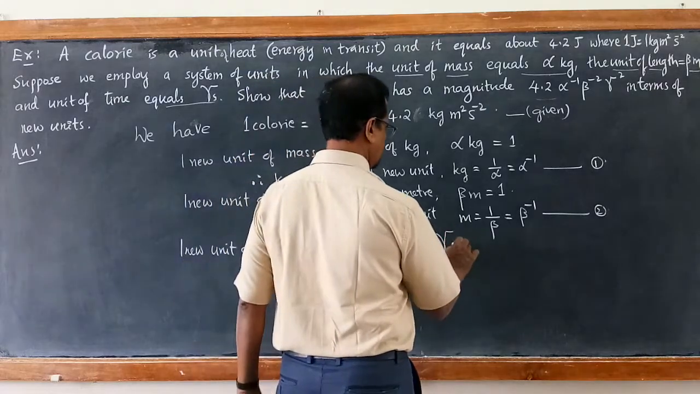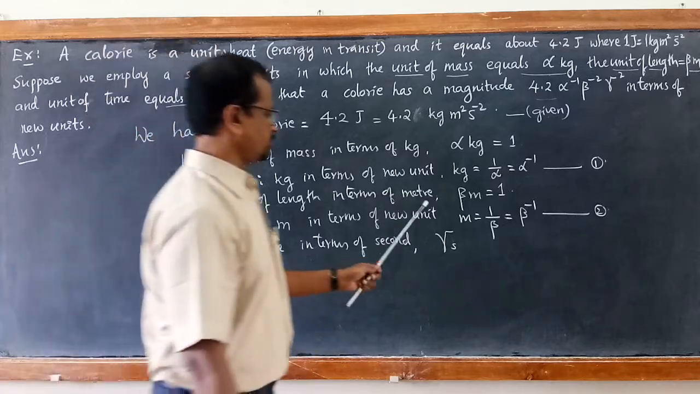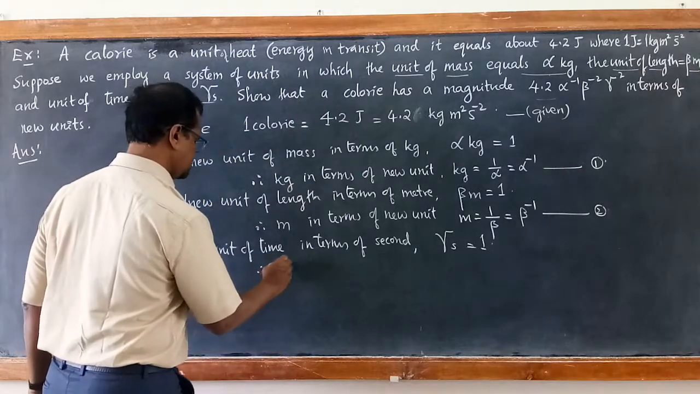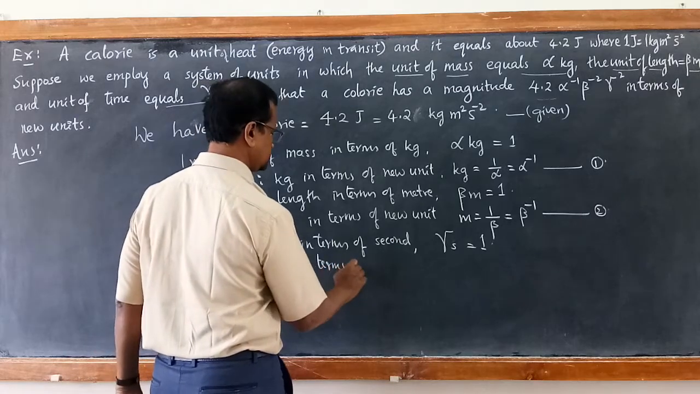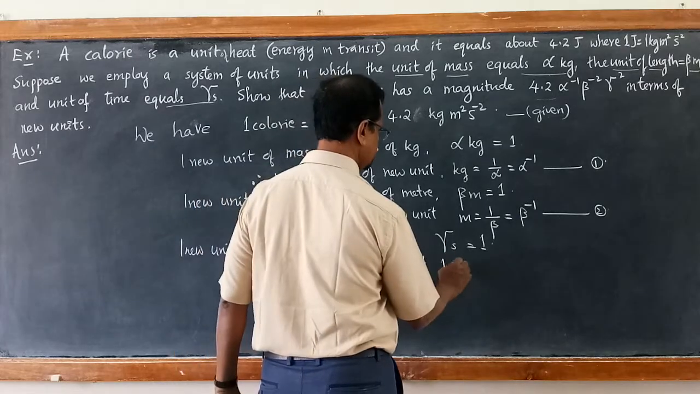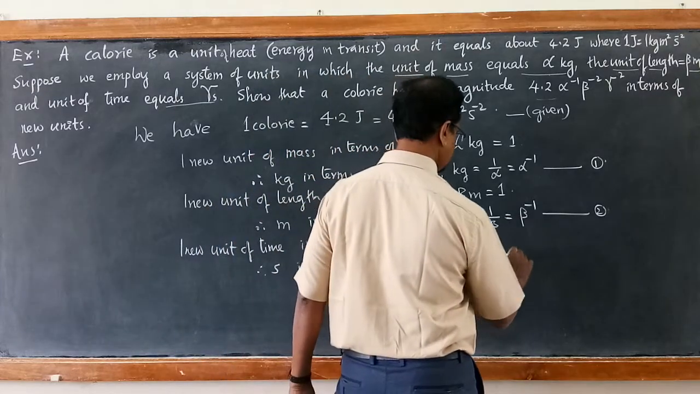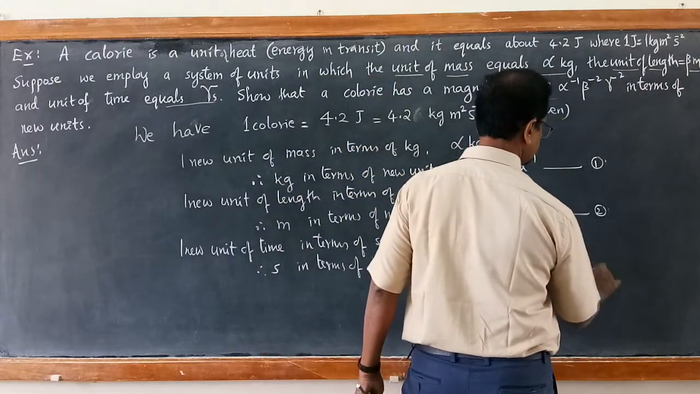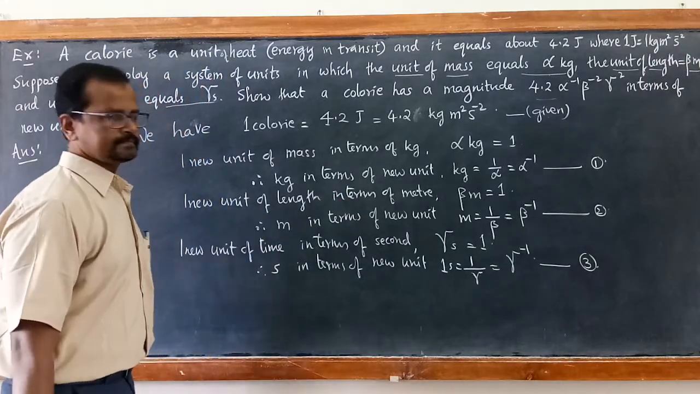Gamma second. Alpha, beta, gamma are the alphabets of the Greek language. Gamma second is equal to 1 unit. Therefore, second in terms of new unit: 1 second is equal to 1 by gamma times that new unit. Therefore, it becomes gamma raised to minus 1. We call this equation number 3. So, substitute these 1, 2, 3 in this main equation of calorie.